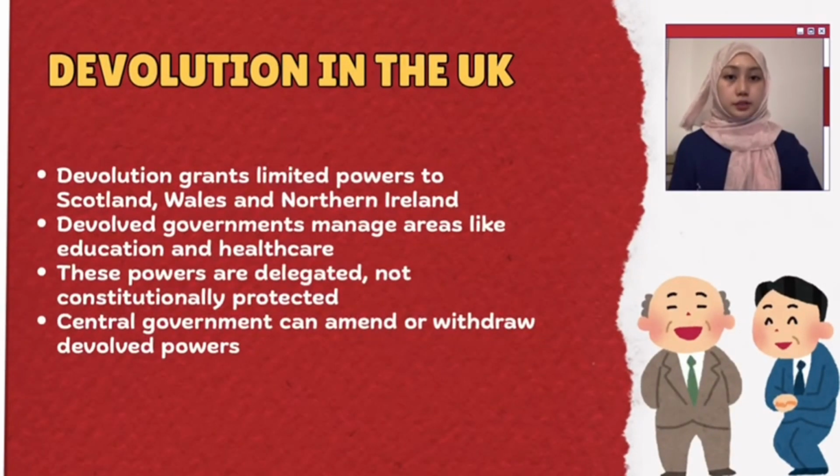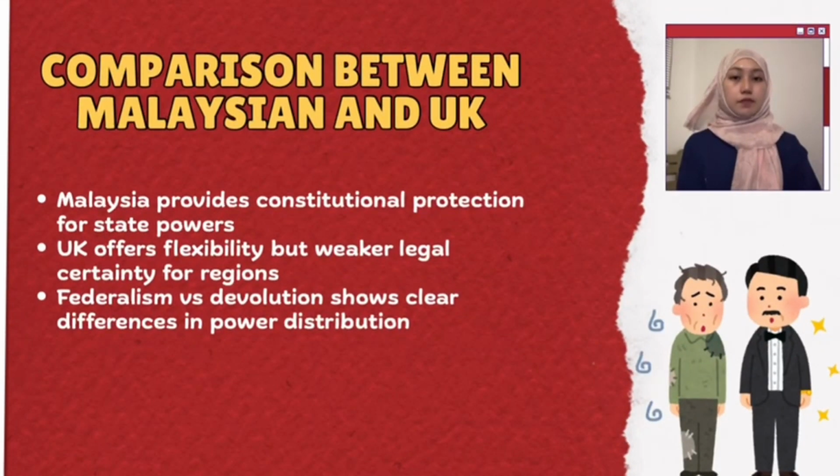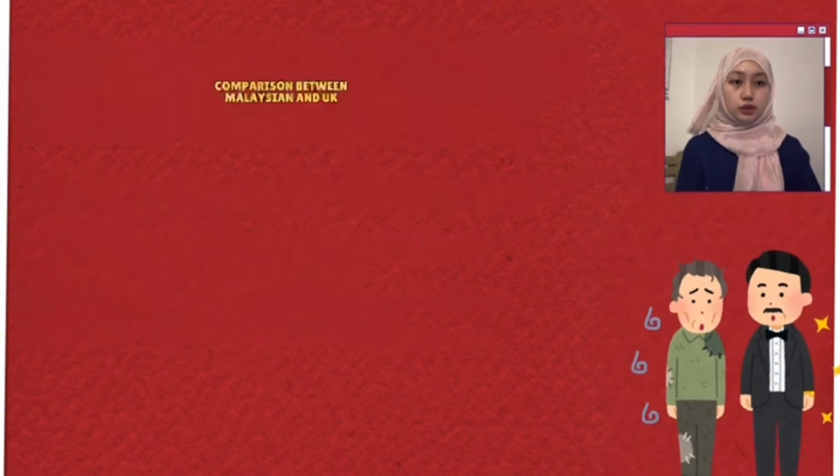The United Kingdom has introduced devolution to Scotland, Wales, and Northern Ireland. These regions manage areas like education and healthcare. However, their powers are delegated and can be changed by the central government. As you can see, Malaysia's federal system provides constitutional protection for state powers, while the UK system offers flexibility but weaker legal certainty. This shows the difference between federalism and devolution.